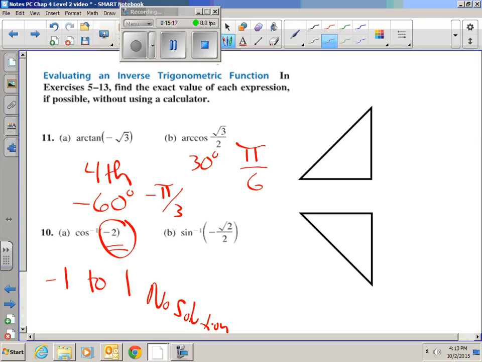So looking at B now, I'm going to take the arc sine of a negative ratio. I have -√2/2, so I know it is a fourth quadrant angle. The sine is √2/2, which we know is a 45-degree angle in the fourth quadrant. So my answer in degrees is -45, and in radians it's -pi/4.